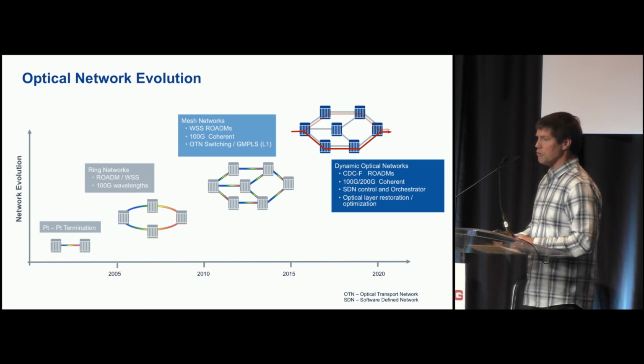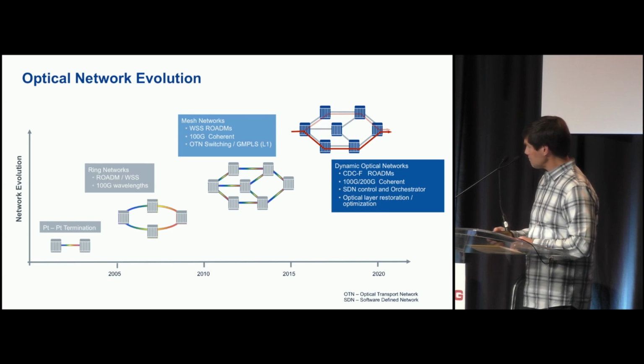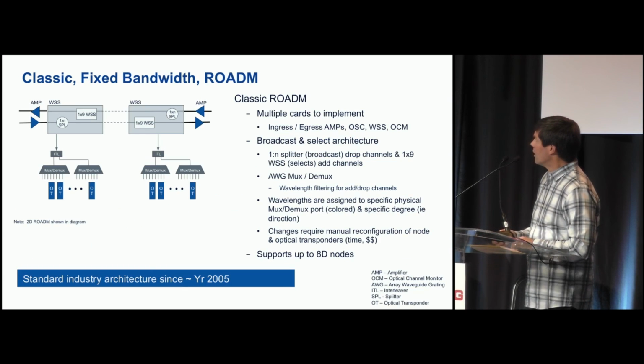And now we're basically moving into these dynamic optical networks using FlexGrid ROADM to support higher modulation techniques to do 100 gig, 200 gig, 400 gig wavelengths with those same 1,000 clients beneath them. And the ability to now add in support for SDN control, orchestration, hierarchical managers, and optical layer restoration and optimization using GMPLS.